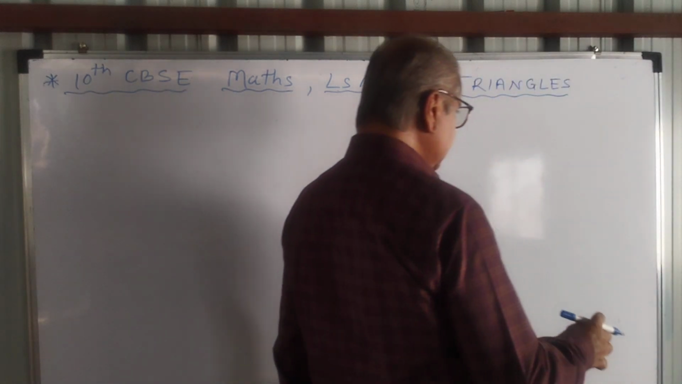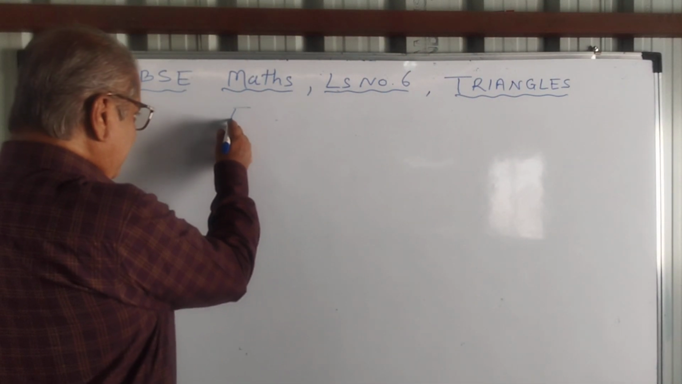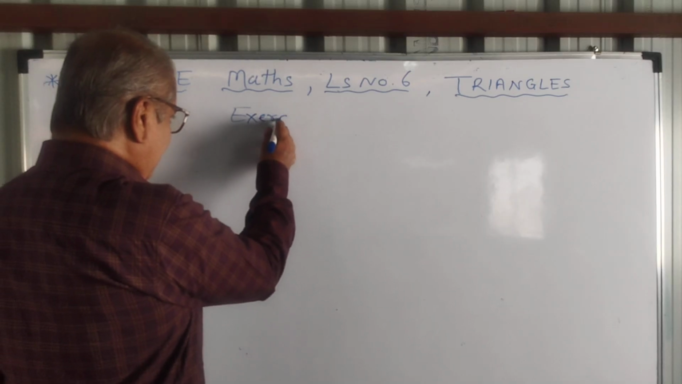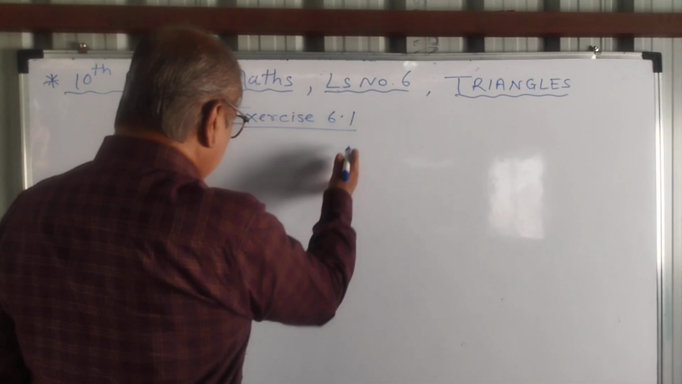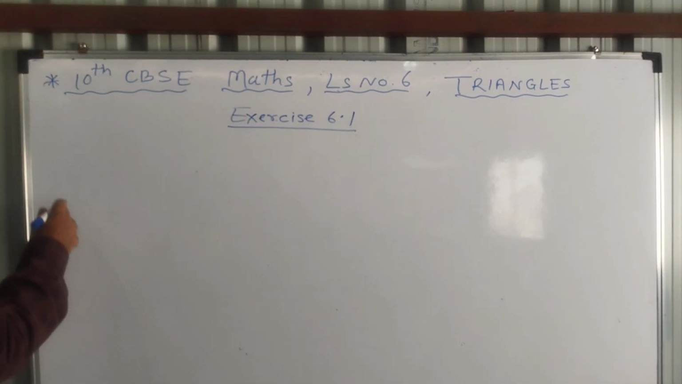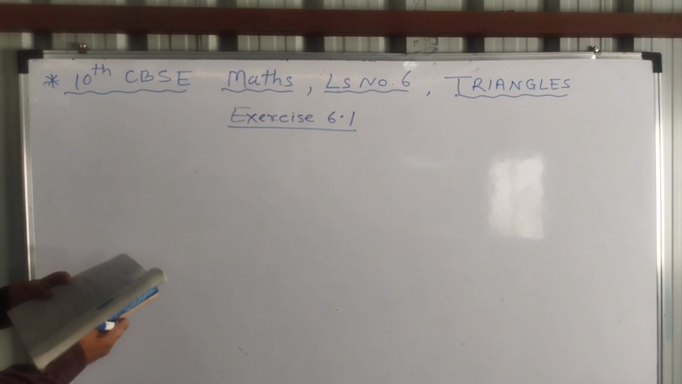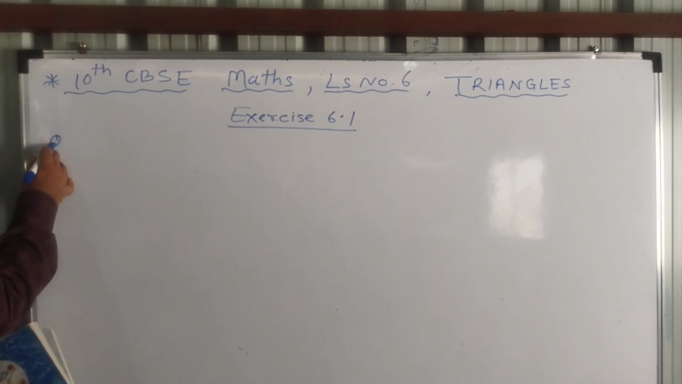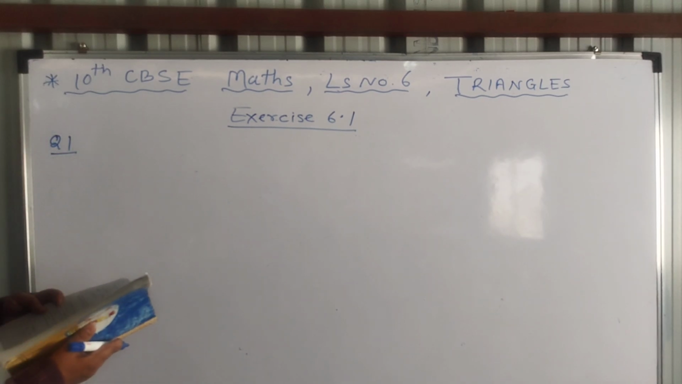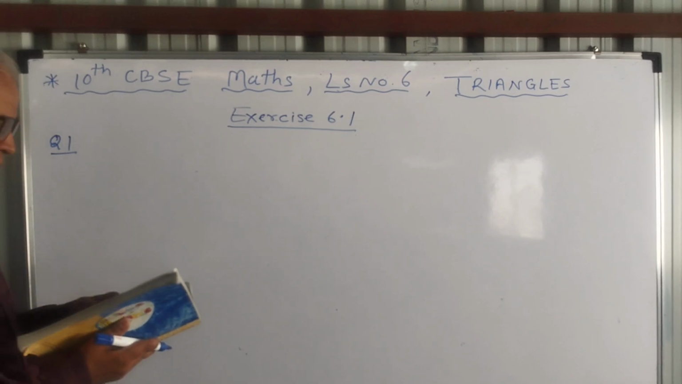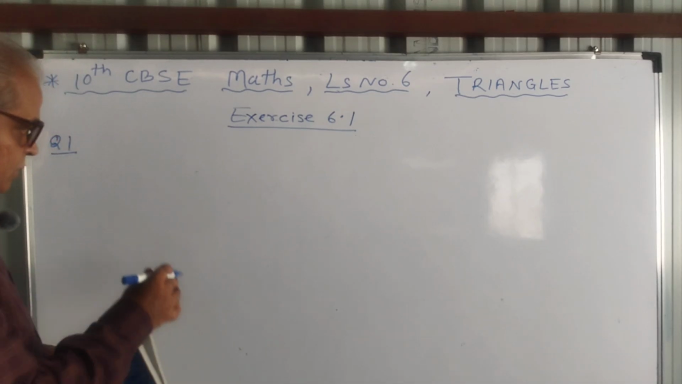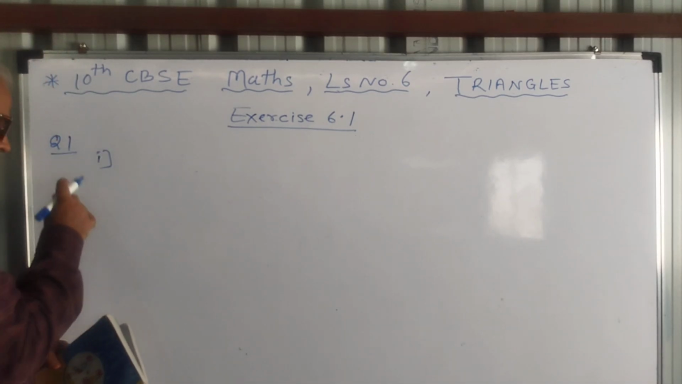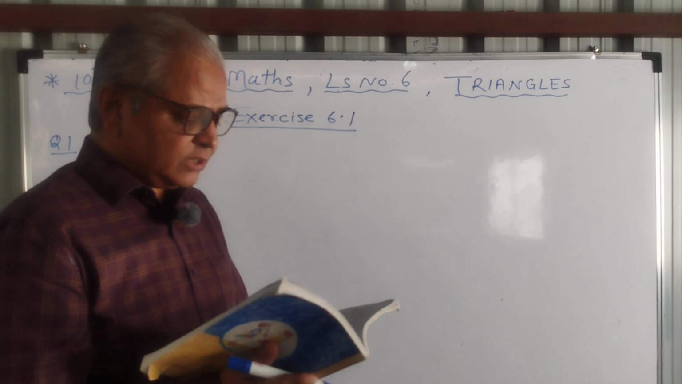So exercise 6.1. I will not write the question, I will directly write the answer, and we will read it. Question number 1 is only to fill in the blanks using the correct word given in the brackets. So sub question 1. What is the filling? First question.